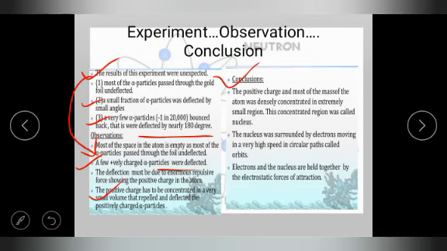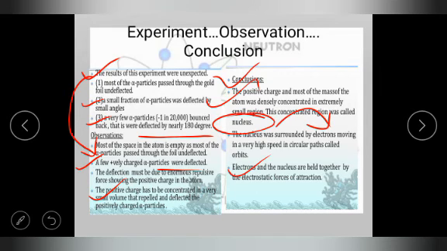That concentrated small region is called the nucleus. So he discovered the nucleus. Second, the nucleus was surrounded by electrons moving at a very high speed. This is the second conclusion: the nucleus was surrounded with electrons. This was also his achievement. And electrons and the nucleus are held together by the electrostatic force.